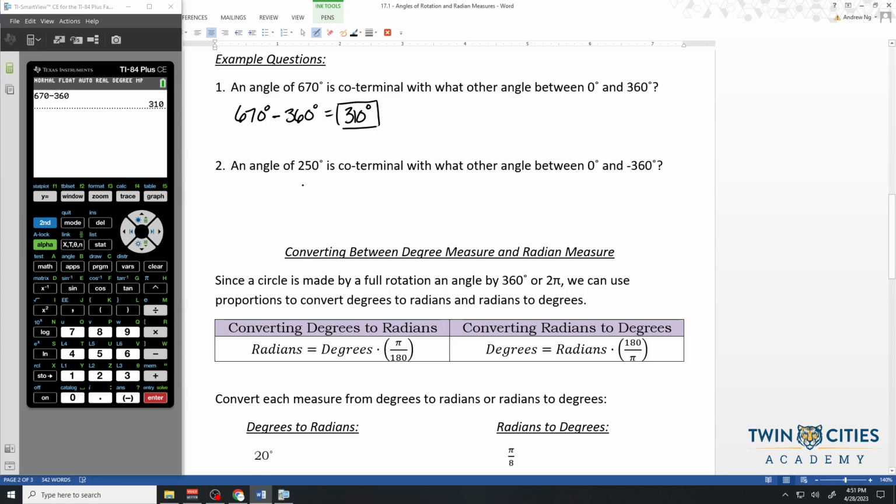An angle of 250 degrees is coterminal with what other angle between 0 and negative 360? So same thing here. I can start with 250, subtract a full rotation. So in this case, it would be 360 degrees. 250 minus 360. This is going to be negative 110 degrees.